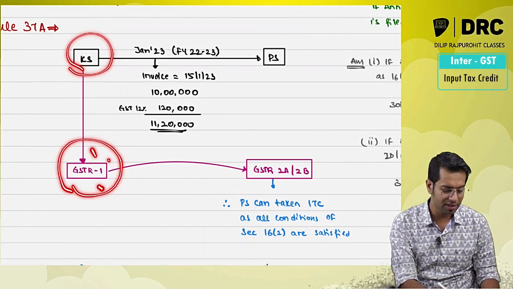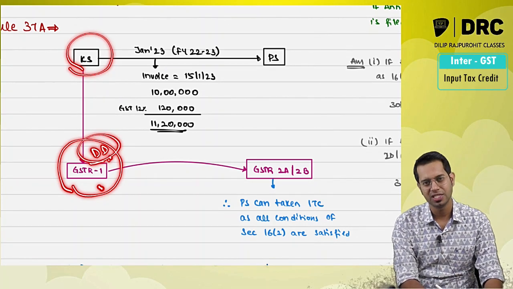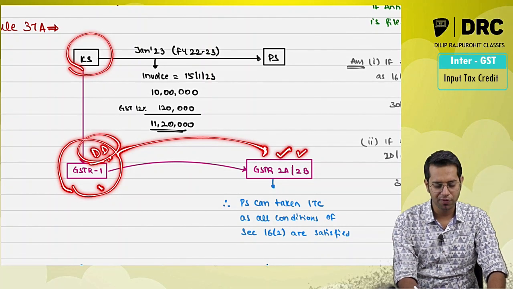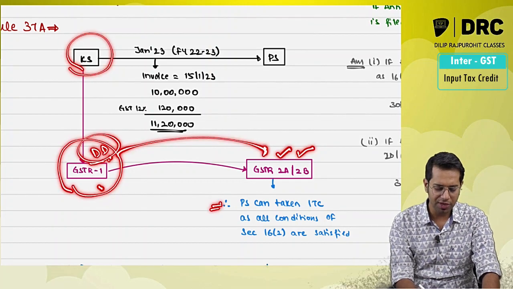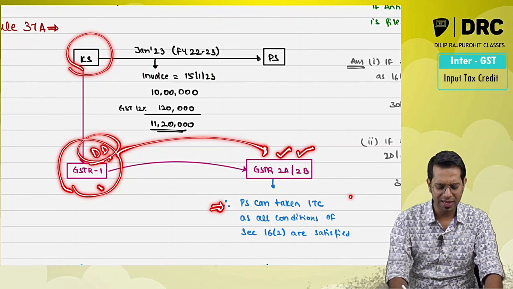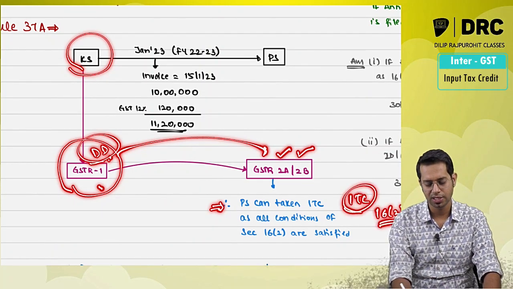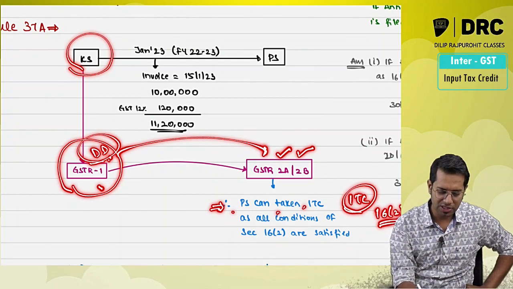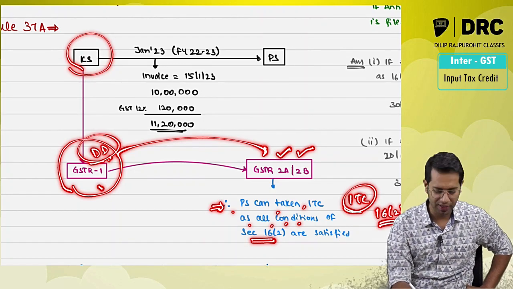Now Karina filed her GSTR1 within the due date for the month of January. If she files her GSTR1 within the due date, what does that mean, sir? The information is coming in GSTR2A as well as GSTR2B. Therefore, I have taken input tax credit, and I also satisfy all the conditions specified in section 16 subsection 2. Priya Sadis took ITC on this invoice as all the conditions of section 16 subsection 2 are satisfied.